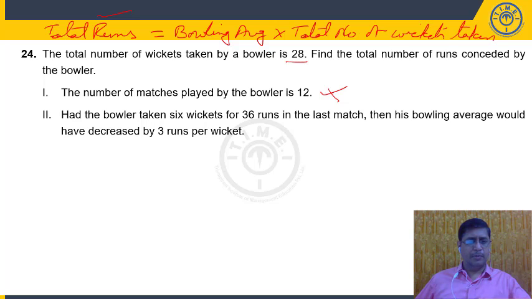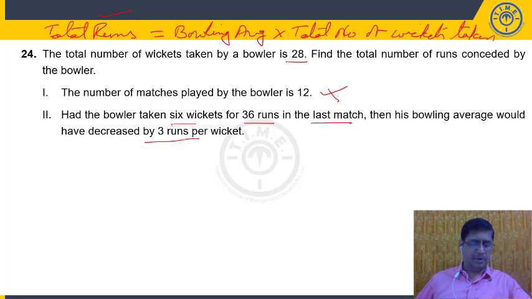Had the bowler taken 6 wickets for 36 runs in the last match, then his bowling average would have decreased by 3 runs per match. Now, how many runs? Here runs is not given, total runs we need to find. 6 wickets taken for 36 runs in the last match. Then what happened here? Bowling average decreased by 3 runs per wicket.